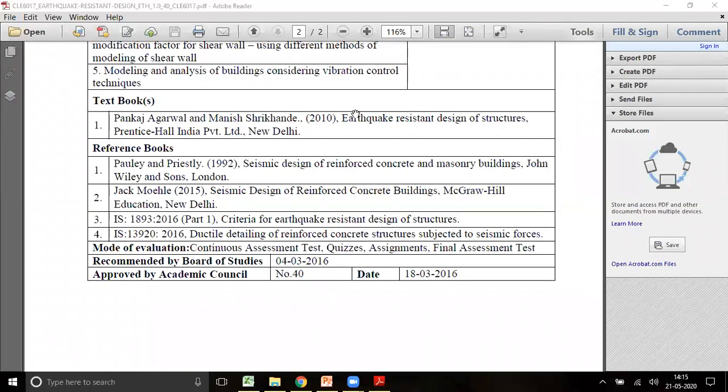But in case of IS 13920, closely spaced stirrups will be provided at the joints, not only in the beam but also in columns for a particular length. Okay, so it will ensure ductility of the beam column joints, so that the structure will behave more ductile when it is subjected to seismic forces. Okay, so you understand?